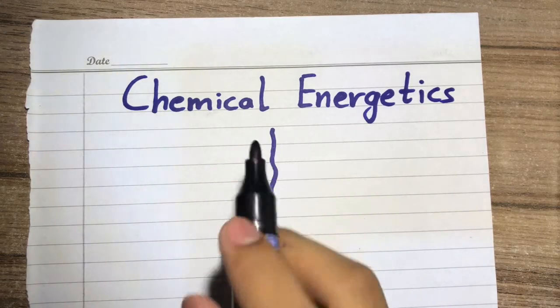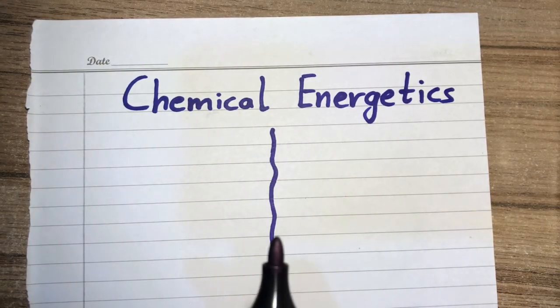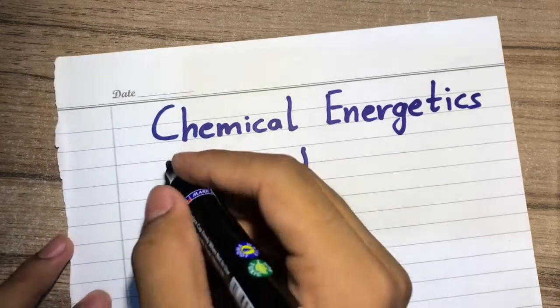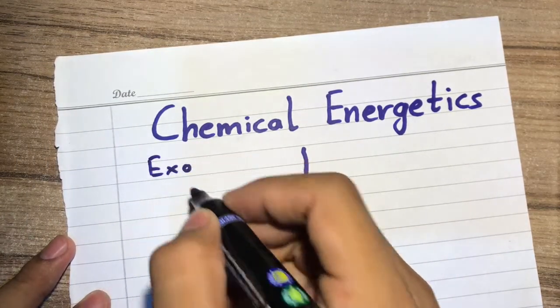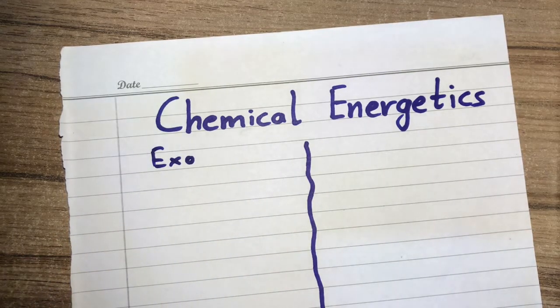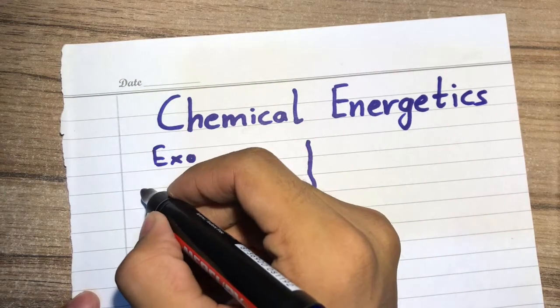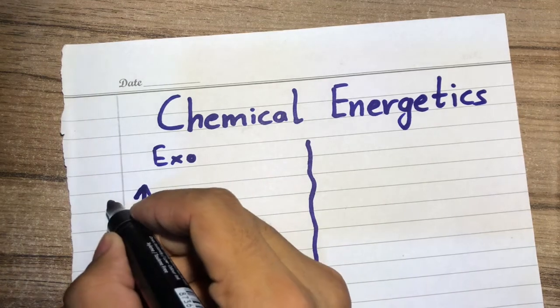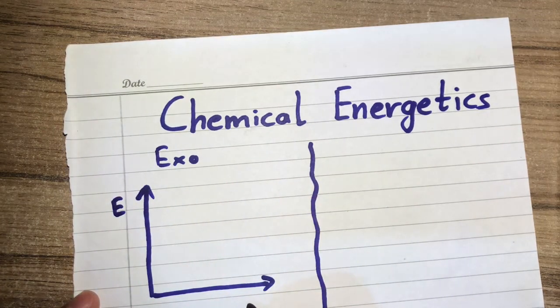Chemical energetics. The first thing in chemical energetics is exothermic and endothermic reactions. In exothermic and endothermic reactions, it's basically making the energy profile diagrams. Exothermic reactions are those reactions in which heat is given off, and when we make the energy profile diagram, this is the energy in kilojoule per mole, this is the progress of the reaction.